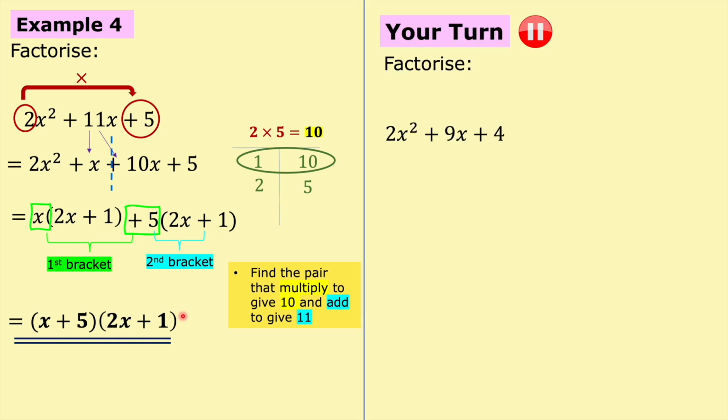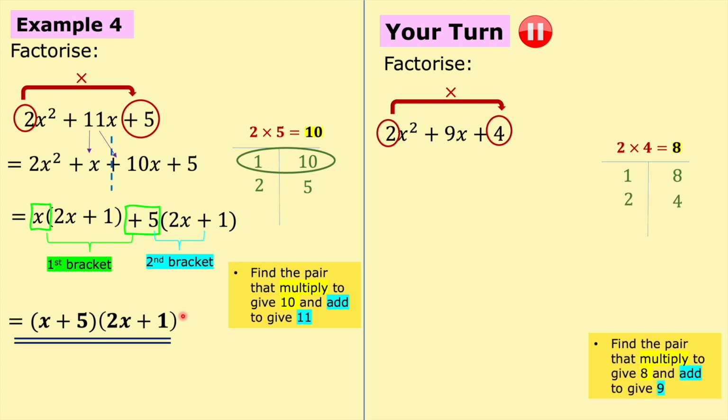Okay, so if you can pause the video here and factorise 2x squared plus 9x plus 4. Okay, let's go over the answer for this one. So multiplying the coefficient of x squared by 4, so 2 times 4 gives us 8. We're then writing down the factor pairs of 8, so 1 and 8, 2 times 4. But which of those pairs add together to give us 9?